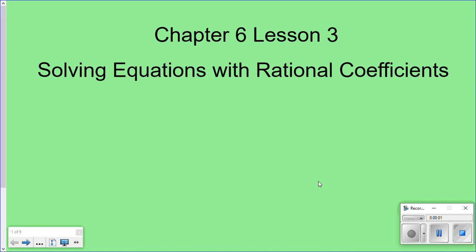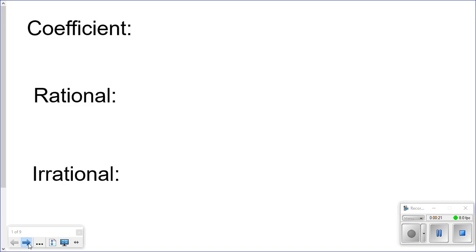Solving equations with rational coefficients. My other class thought right away this is going to be hard because of what it's called. That's not true at all. So I'm going to explain to you what some of these words mean. I think after a while you're going to think, oh, okay, it's not as hard as it sounds. So first of all, let's just talk about what some of these words mean in this section.